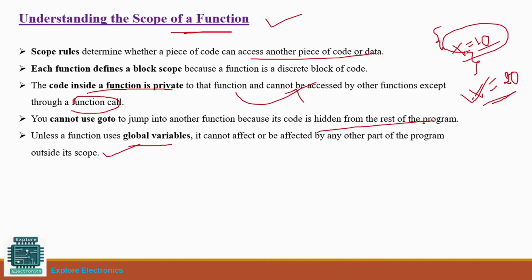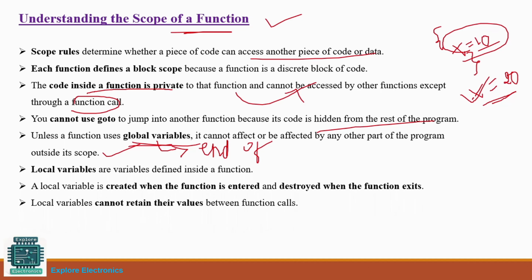When it comes to global variables, they can be accessed anywhere in the program, and we can use them anywhere also. The lifetime is until the end of the program. Until we terminate the program, we can use this variable, right? That we call global variables. As I said, local variables are variables defined inside a function. A local variable is created when the function is entered and destroyed when the function exits, and it cannot retain its value between function calls.